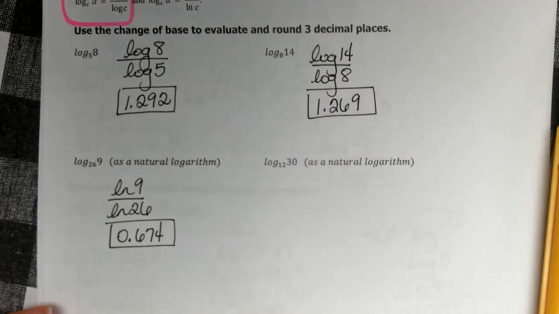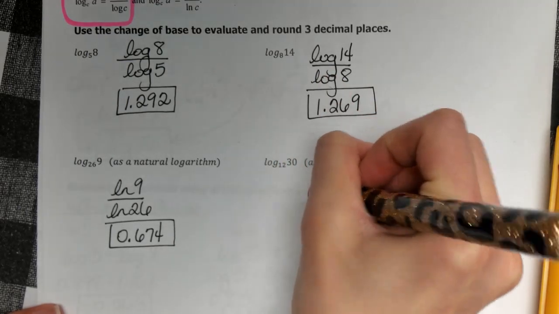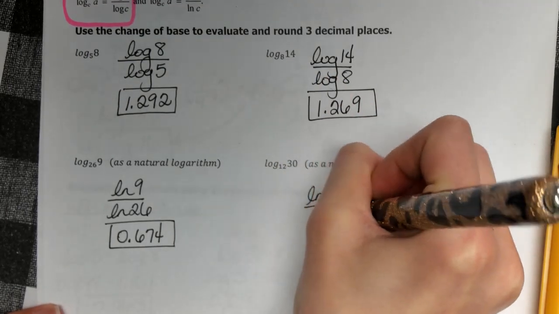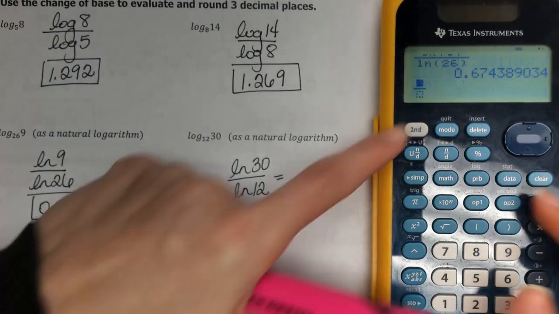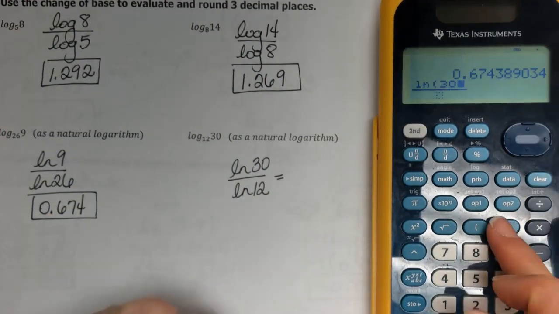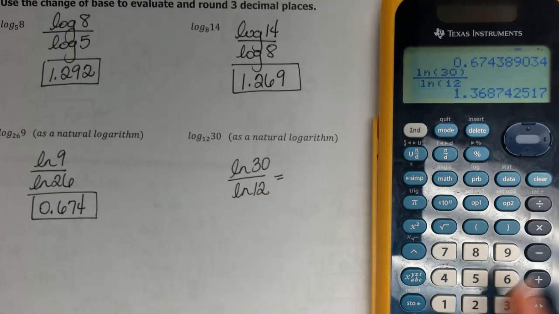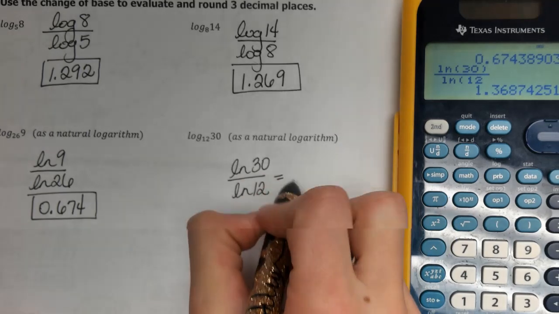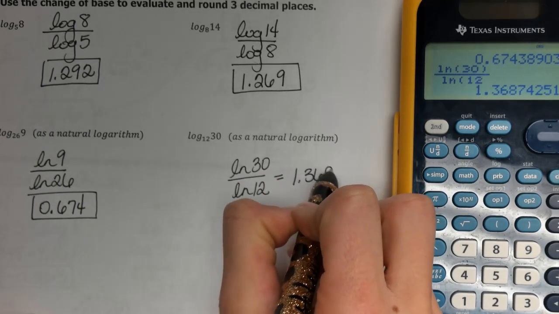So log base 12 of 30 is a natural log. I'm going to do natural log of 30 over natural log of 12. And that'll be 1.369.